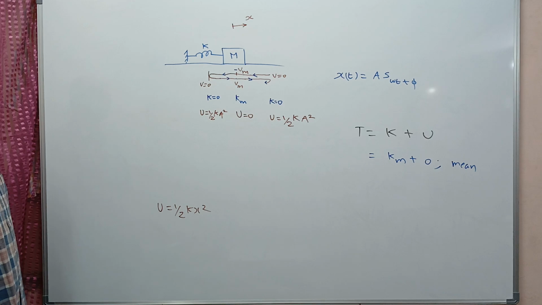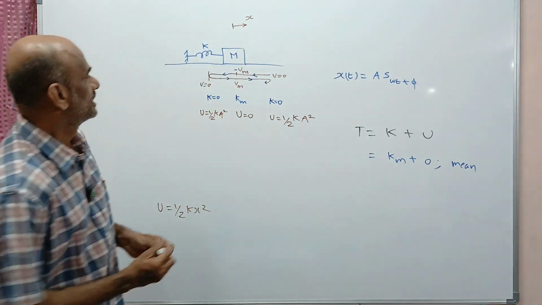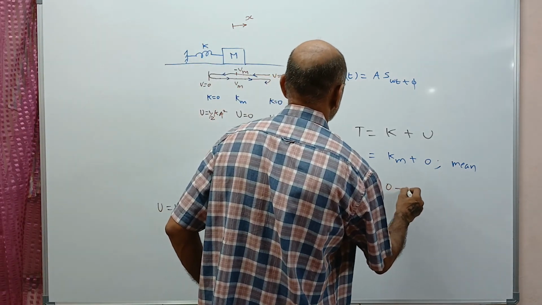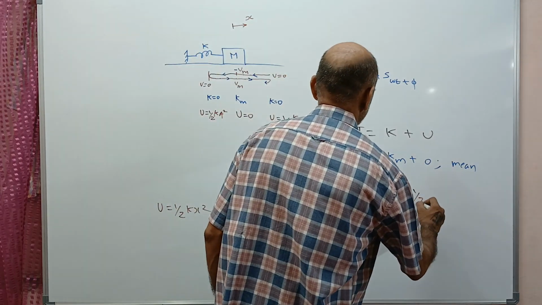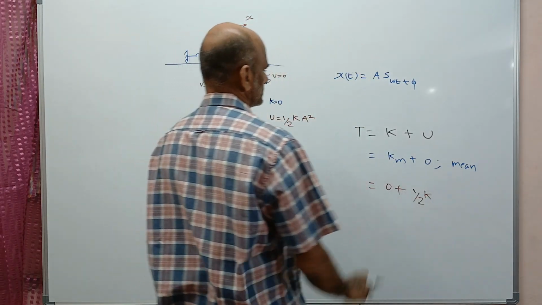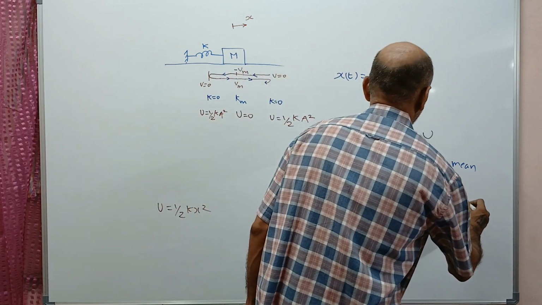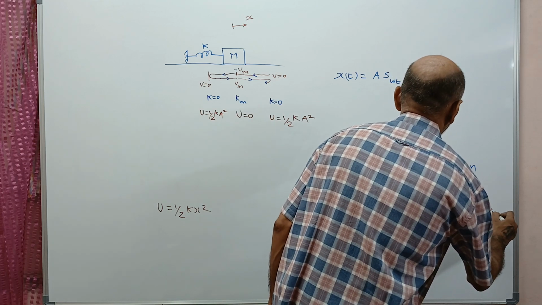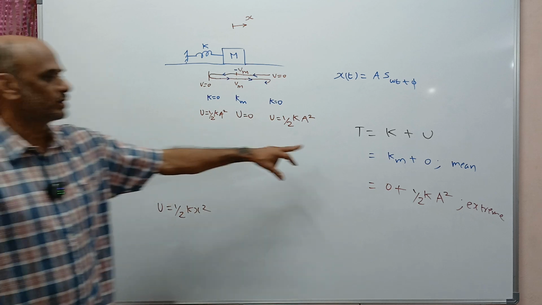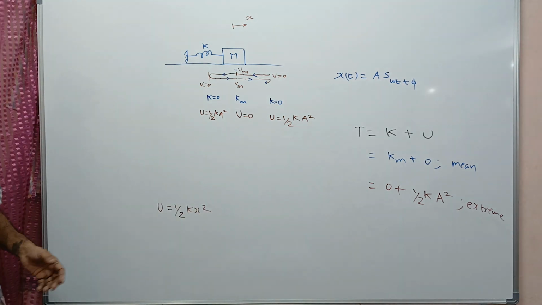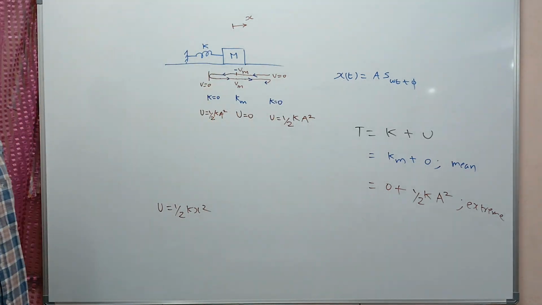I can also find the total energy at one more convenient point, which is the extreme position. At the extreme position, kinetic energy is 0 because it's a turning point and the velocity is 0. But the potential energy stored in the spring is maximum, half k times extension square, where k is the spring constant and the extension at the extreme position is the amplitude of the oscillation. This is the extreme position. So to find the total energy, I can use these two convenient points. The kinetic energy at the mean position is nothing but half M Vm square, where Vm is the velocity at this point.